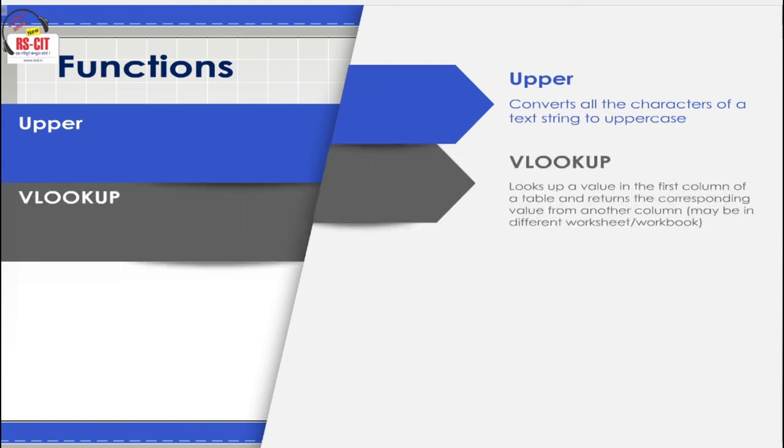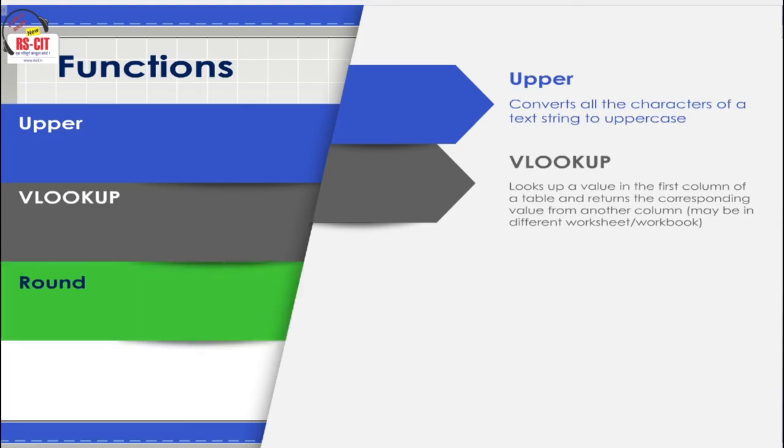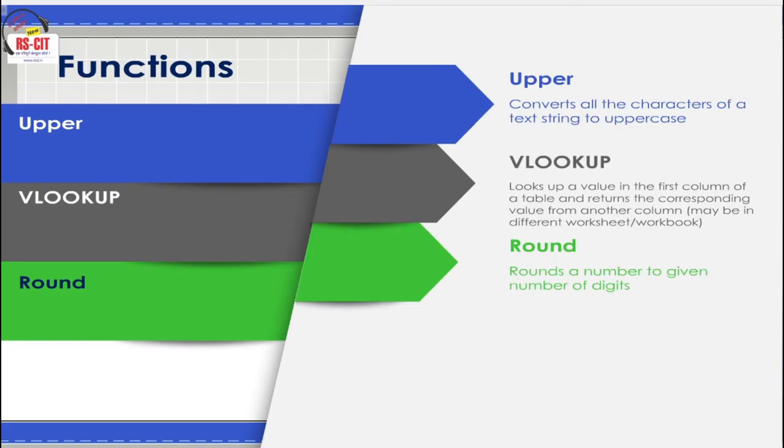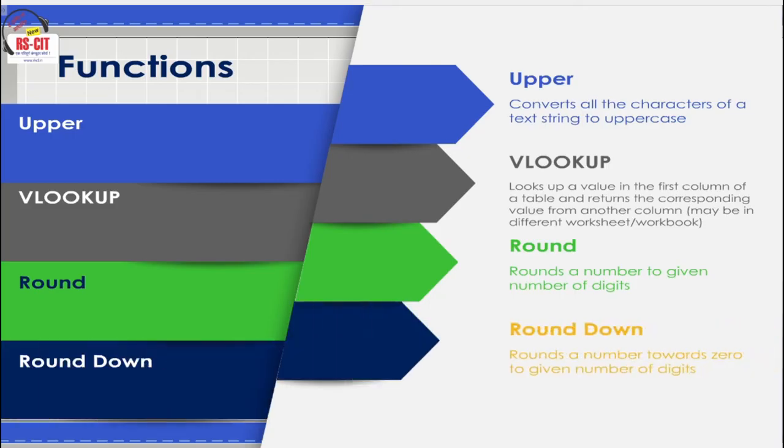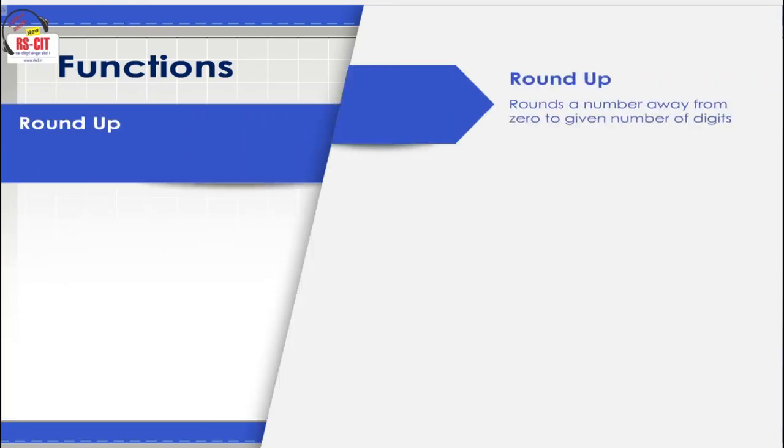Function: VLOOKUP. Result: looks up a value in the first column of a table and returns the corresponding value from another column, that may be in a different worksheet or workbook. Function: ROUND. Result: rounds a number to a given number of digits. Function: ROUNDDOWN. Result: rounds a number towards 0 to a given number of digits. Function: ROUNDUP. Result: rounds a number away from 0 to a given number of digits.